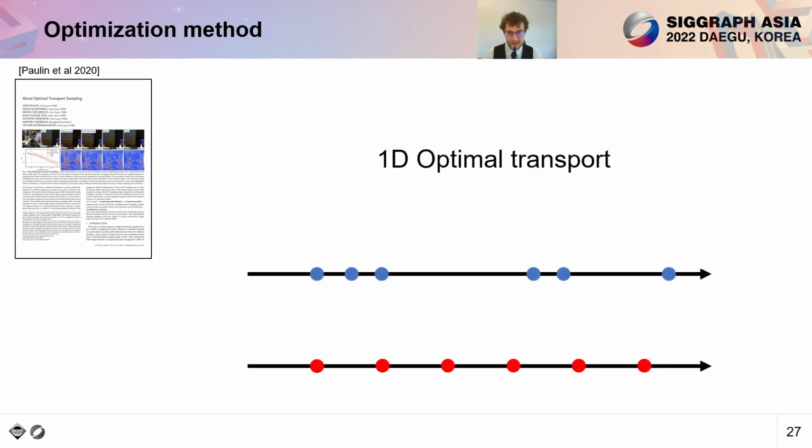In the 1D discrete case, optimal transport can be solved by ordering the points and the targets along the 1D line and pairing them by order. The first point in blue will go with the first target in red, and so on. This property makes the 1D case simple to solve as it only relies on a sorting operation, compared to an NP-hard problem in the full dimension.